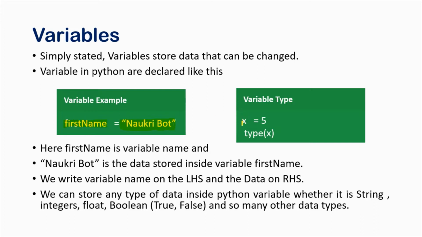In the same way, we have written x is equal to 5. So what is happening here? We are storing 5 inside the variable x. Suppose I want to see the data type of x, or of first name, how can we see this? We will use the type method. Inside this type method, we will pass the variable name as an argument. This will display the type of the variable. We can see how it displays in our Python command line.